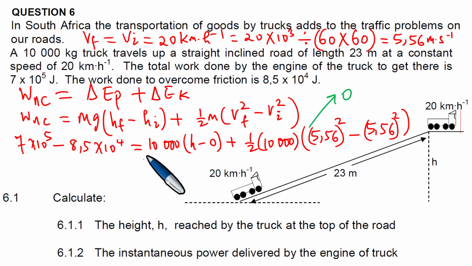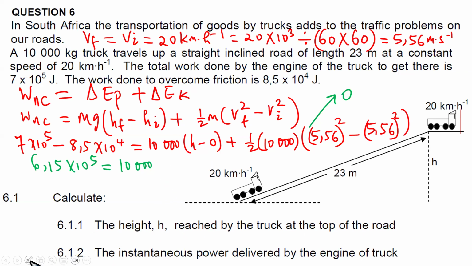Right, and we do the subtraction. When we subtract these two, it becomes 6,15 times 10 to the 5th power. And this is equal to exactly 10,000.